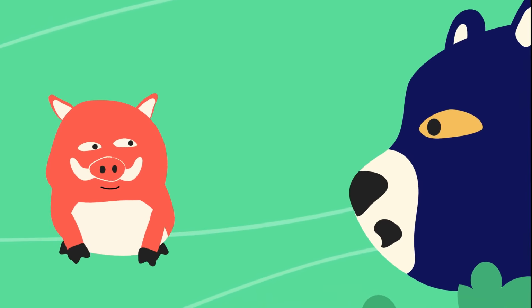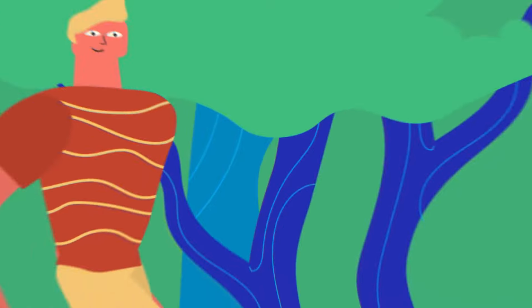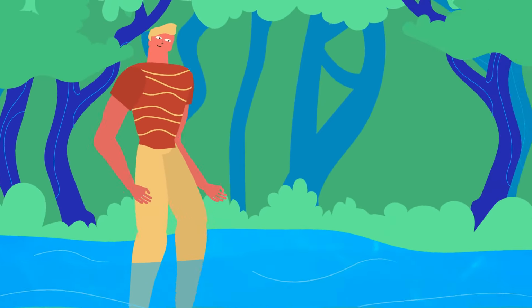Fortunately, a bear appears nearby. It scares the boar away and doesn't notice you. You wait until the animals are out of sight, then climb down the tree. You finally come to a lake. You need to swim across it.